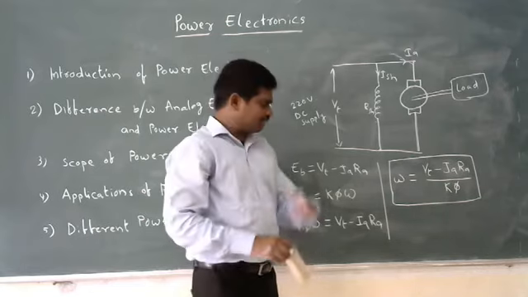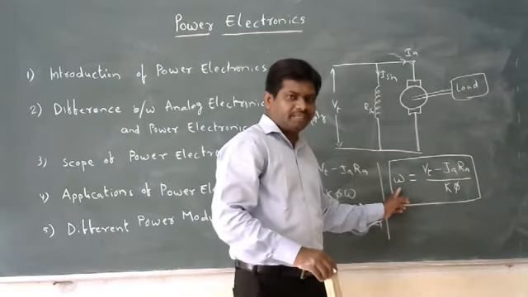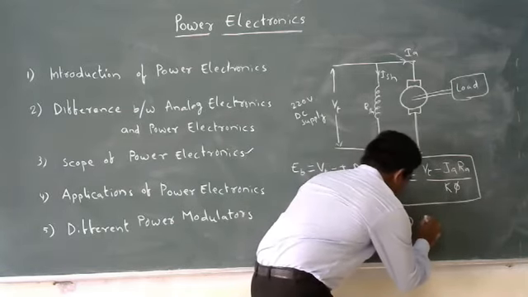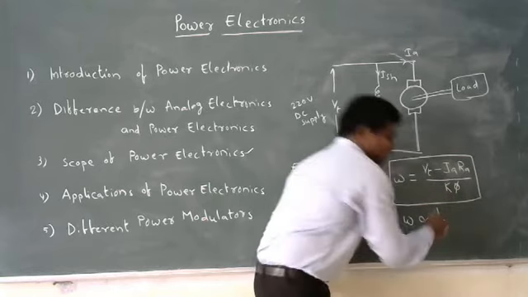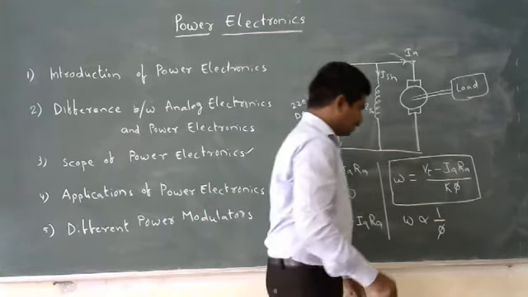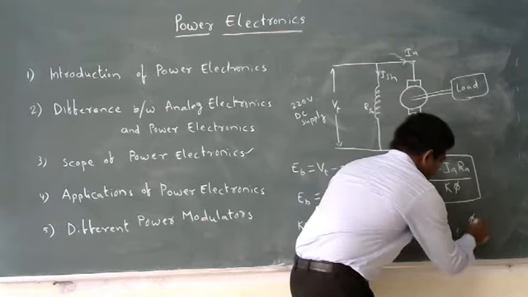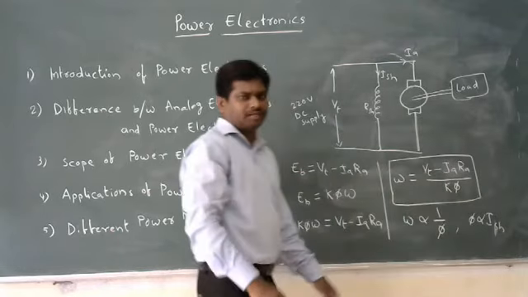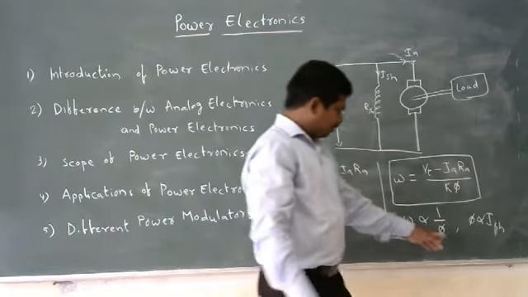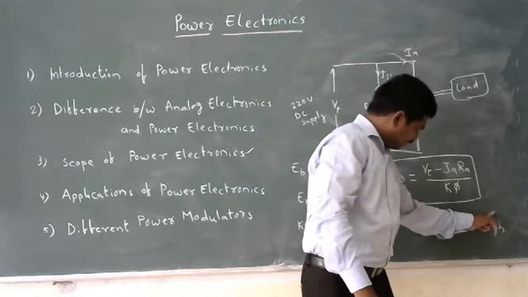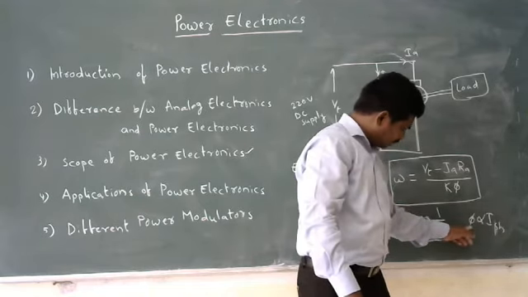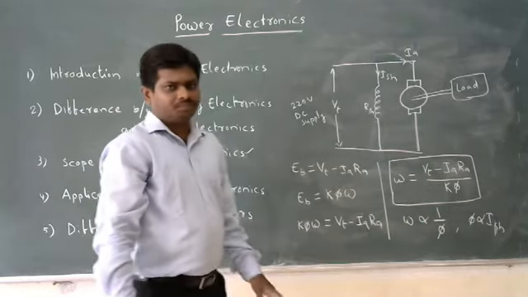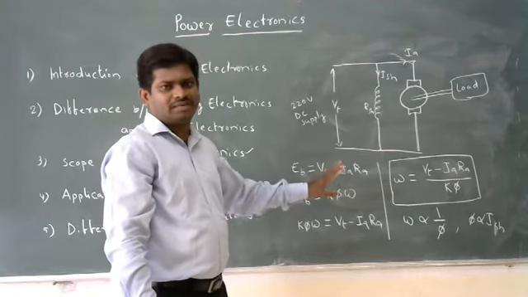Let us consider the relation between omega and phi. Omega is inversely proportional to the flux produced. And there is one more relation between the flux and the current flowing through the shunt field winding. If you vary the current flowing through the shunt field winding, automatically the flux produced in the motor is going to vary. That in turn changes the speed of the motor. This is the concept that we generally use in a DC motor.